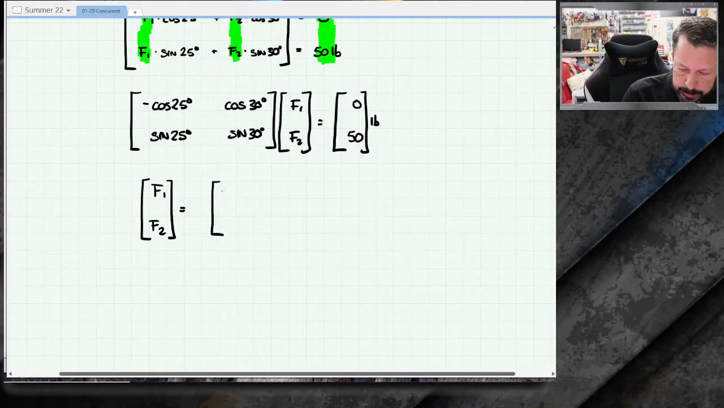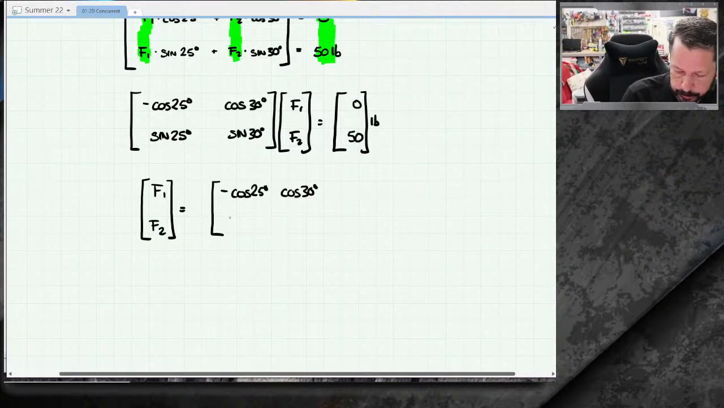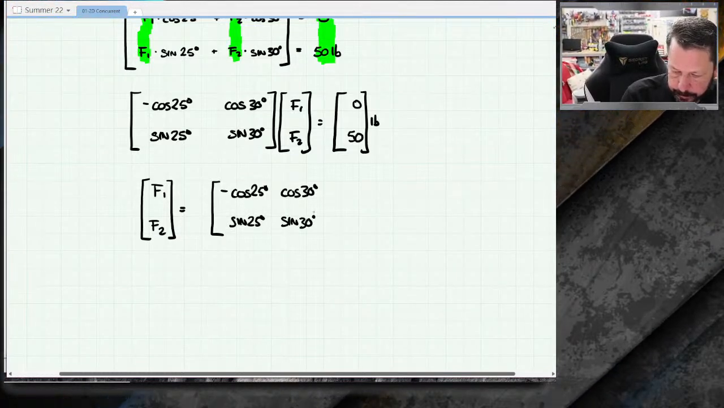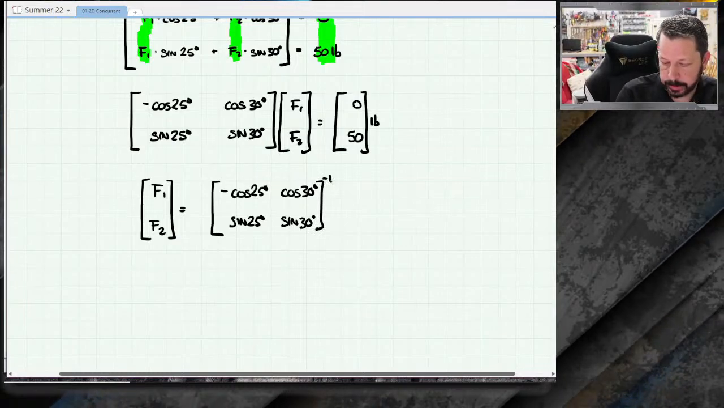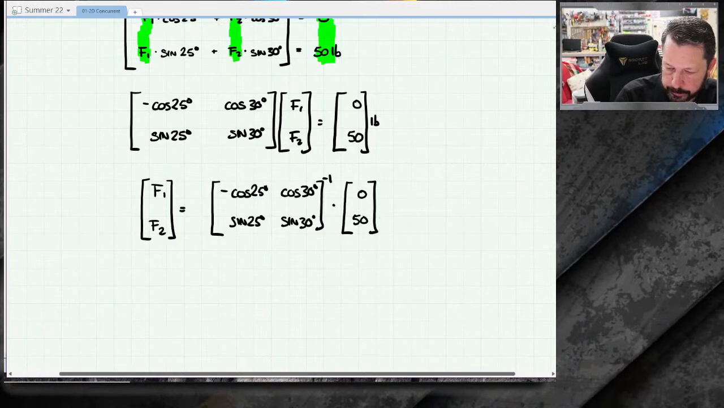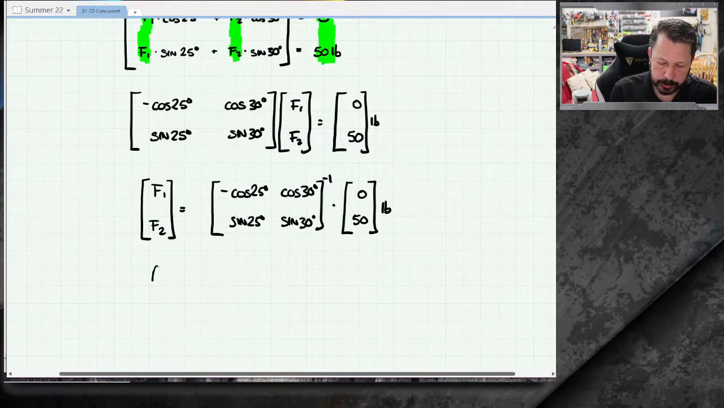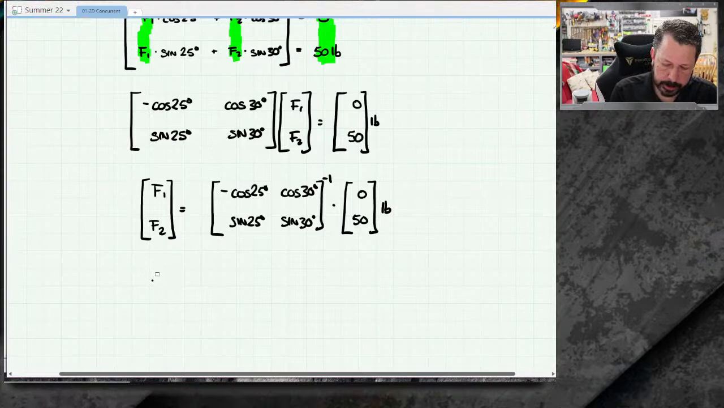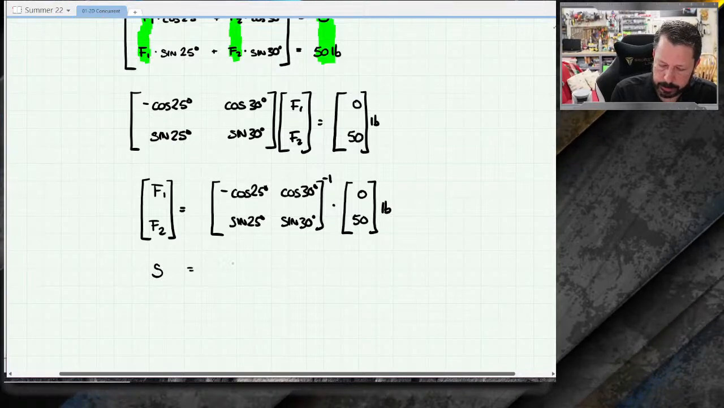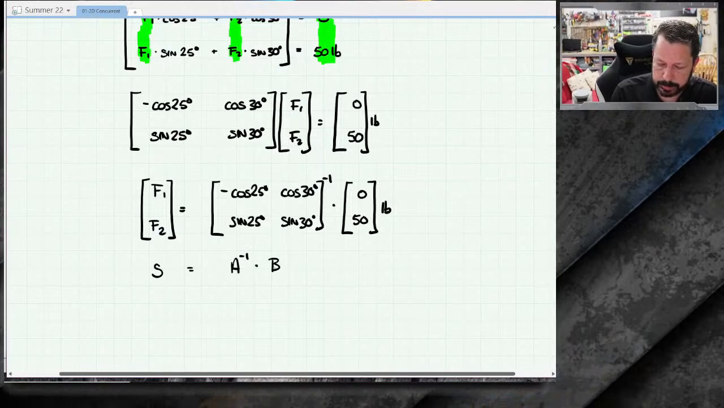equals this guy, but the inverse of it, times 0 and 50. So I've got the answer matrix. Oh, no, not A. We're going to use an A. We've got the solution matrix equals the coefficient matrix, we'll call that A to the -1, times the residual matrix B.